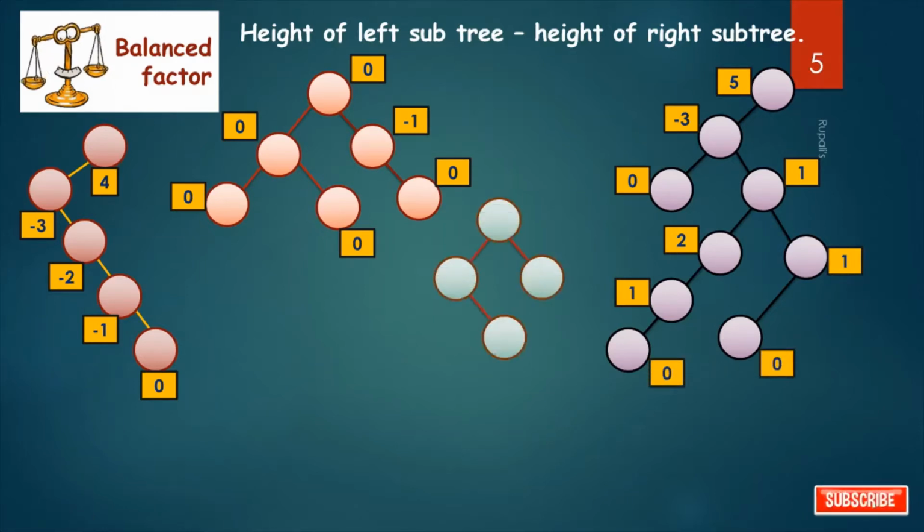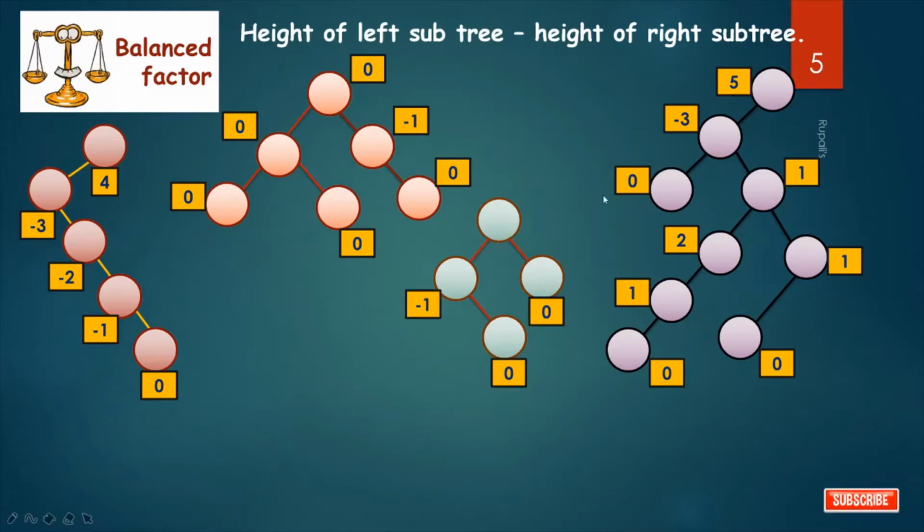Now this tree. Here, this one is a leaf, so 0. This one is also a leaf, so 0. This one is minus 1, why so? Left is 0, right is 1, so it is minus 1. Here, for the root, left is 2, right is 1, so 2 minus 1, this one is 1.